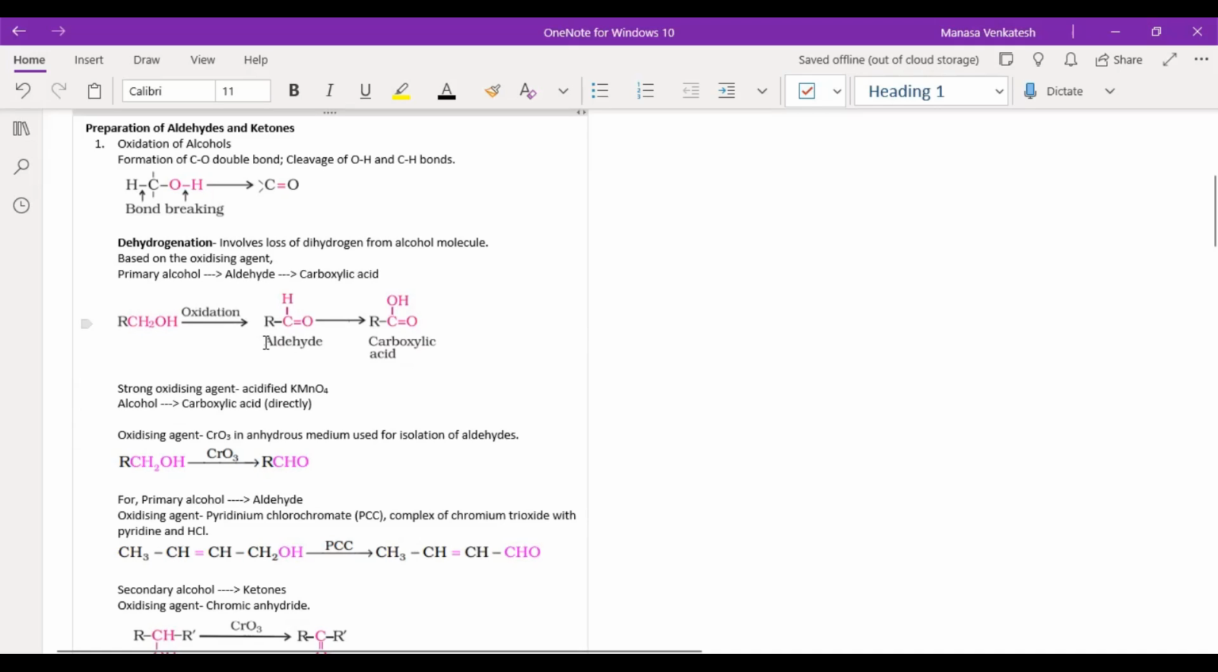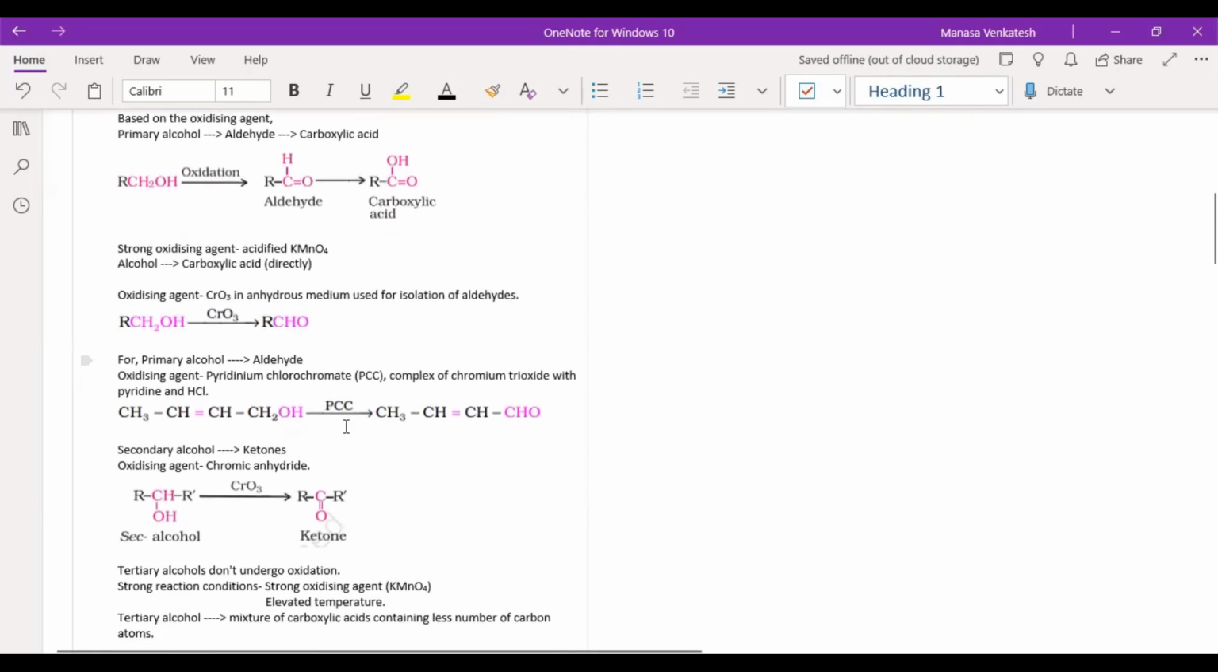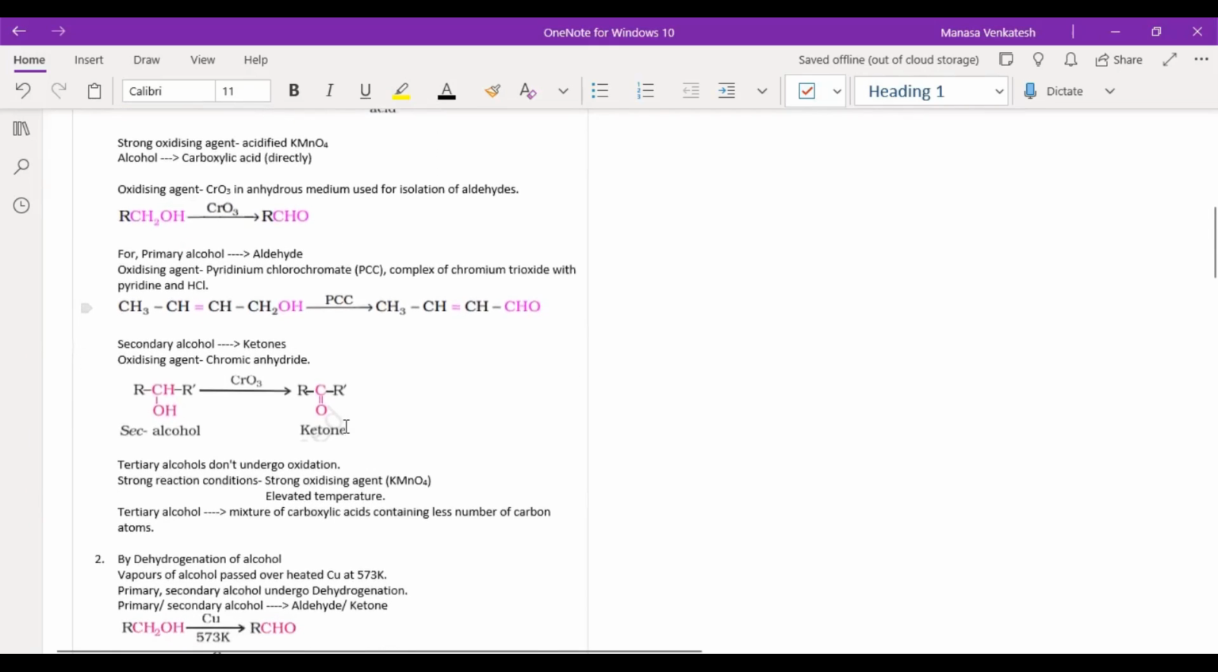And if it's a strong oxidizing agent, it will go directly to form a carboxylic acid. So when we have CrO3 as the oxidizing agent, we are getting the aldehyde. So primary alcohols will give aldehydes, whereas ketones, on the other hand, are formed from secondary alcohols. In this case also, we are using chromic anhydride as the reagent.